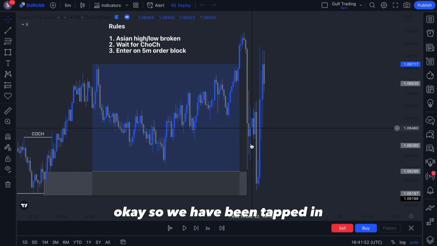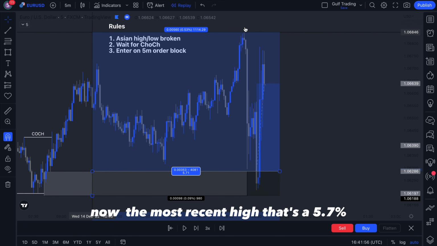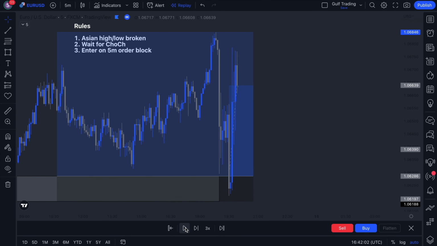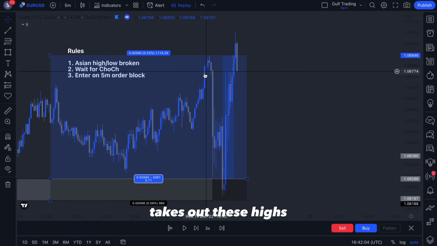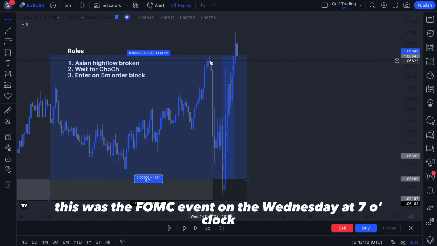Okay, so we've now been tapped in, and we'll be targeting this high instead now. Over there, the most recent high, that's a 5.7% if it plays out. And it does, takes out these highs. A nice manipulation by the big institutions. This was the FOMC event on the Wednesday at 7 o'clock.